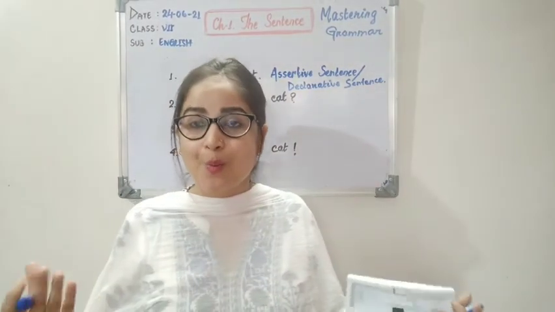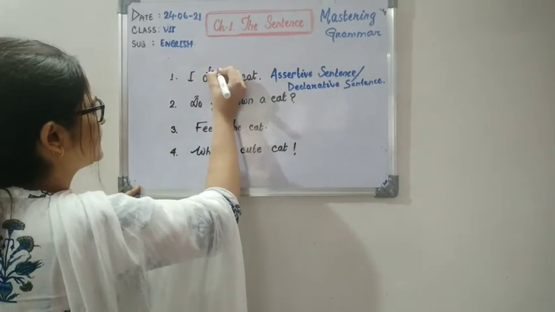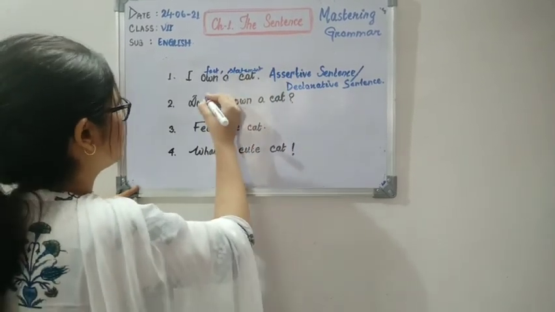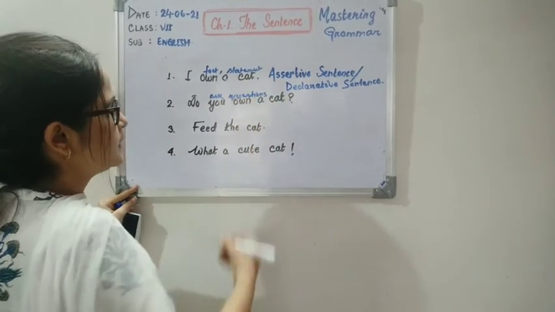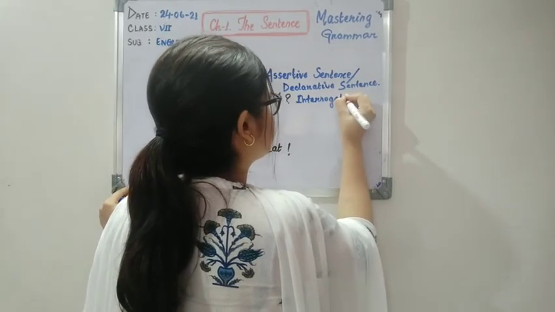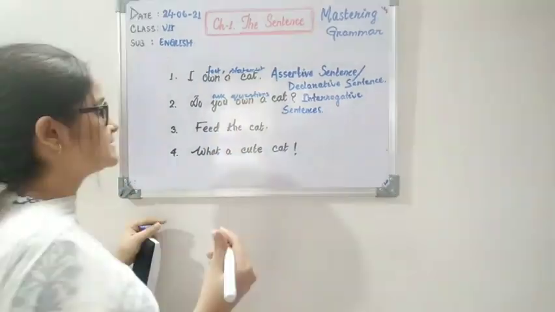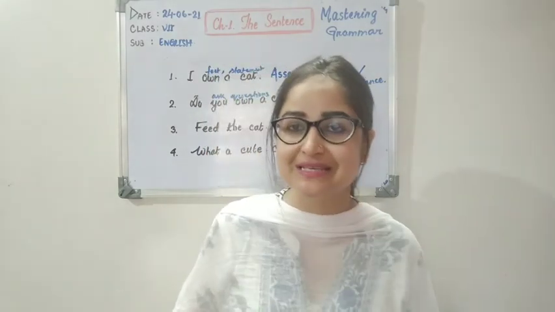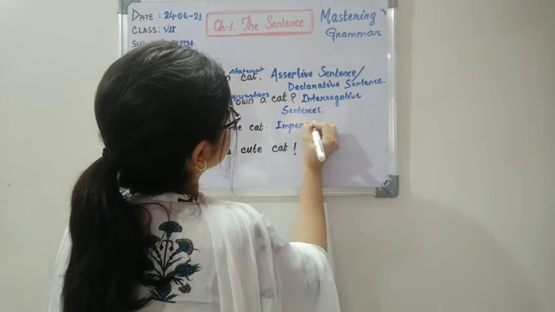Now children, moving to the next one. Do you own a cat? What is this kind of sentence? When you are asking questions, the first one was just stating a fact, giving a statement. Now when we are asking questions, these kinds of sentences are known as interrogative sentences. Interrogative sentences are sentences that ask questions. Now, feed the cat. When I am instructing you, ordering you, giving you advice, what are these kinds of sentences called? They are known as imperative sentences. Okay, imperative.